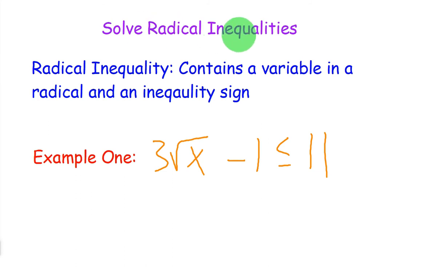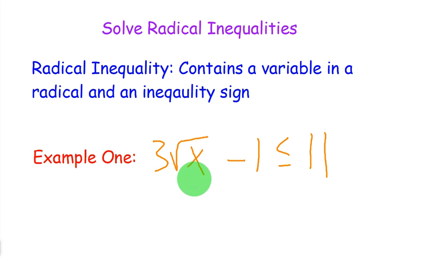Today we're going to be solving radical inequalities. So let's think about these two words. Radical means it's going to have a radical sign in it, and inequality means it's going to have an inequality sign, greater than, less than, those kinds of things. The variable will be inside of the radical. So what we want to do is try to figure out what these numbers could be inside this square root to make this inequality true.